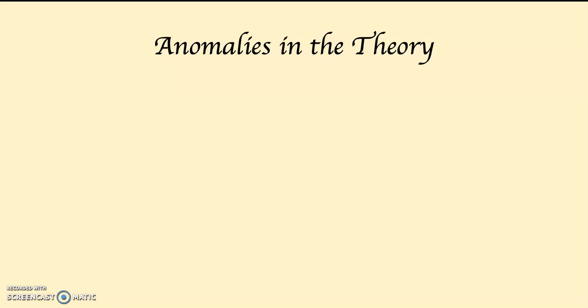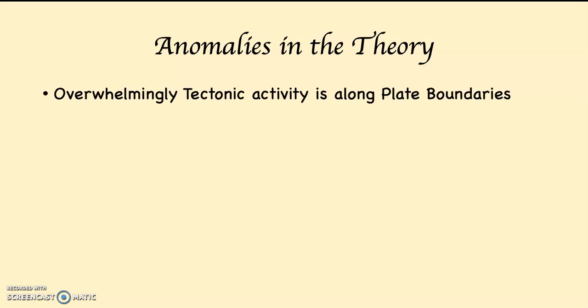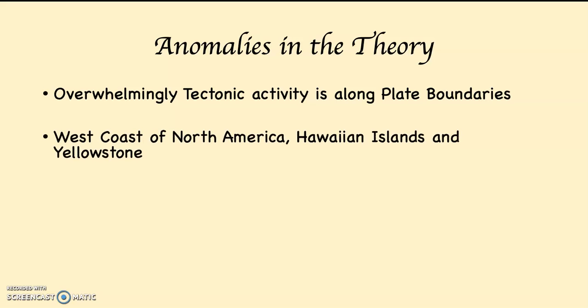There was a satellite that was put up into space about 4 or 5 years ago, and the whole idea was to find out if there are any microplates that were missing. There you go. So there were some anomalies in the theory, and over time, at least some of these anomalies have been figured out. Remember, overwhelmingly, tectonic activity happens along the plate boundaries.